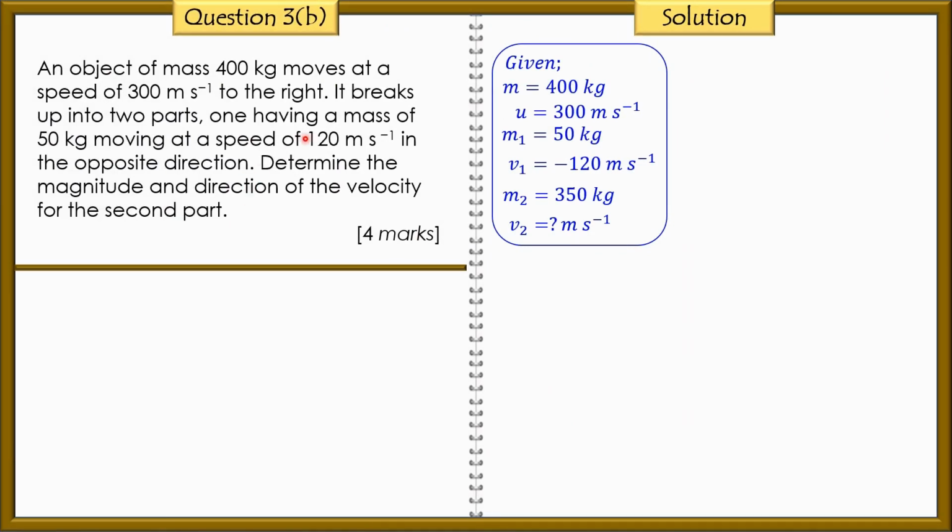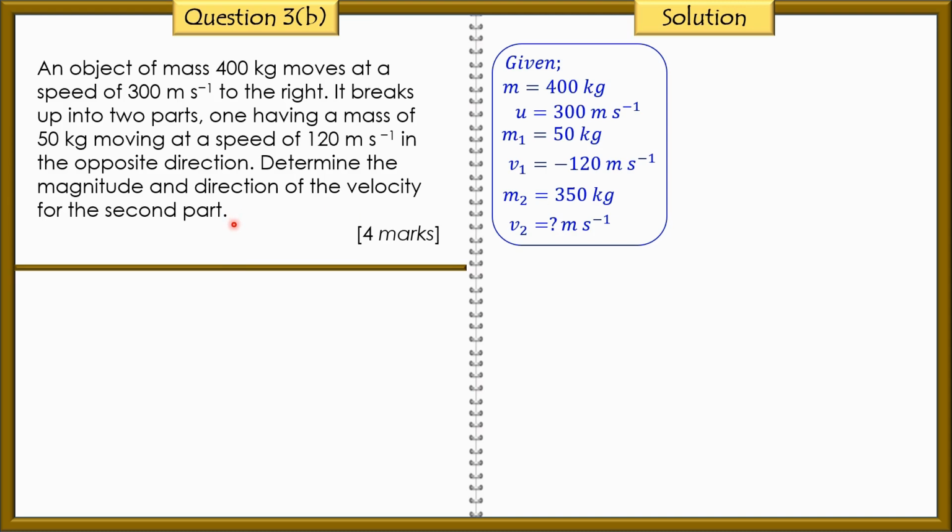Question 3b. An object of mass 400 kg moves at a speed of 300 meter per second to the right. It breaks up into two parts, one having a mass of 50 kg moving at a speed of 120 meter per second in the opposite direction. Determine the magnitude and direction of the velocity for the second part. Referring to the question, there are two pieces of hidden information here. The first one is v1 is equal to negative 120 meter per second because object 1 moves in the opposite direction. And when the object breaks into two parts, the first mass is 50 kg. Of course, the second mass is 350 kg.